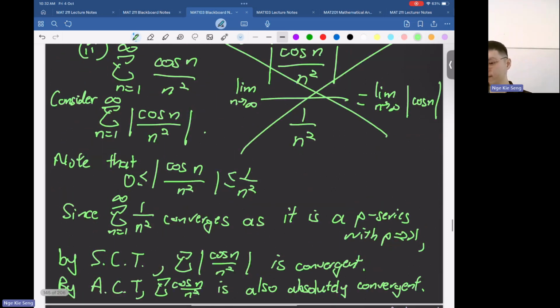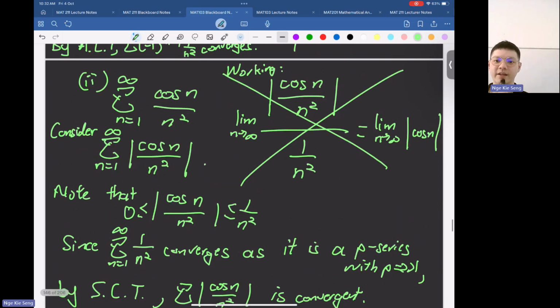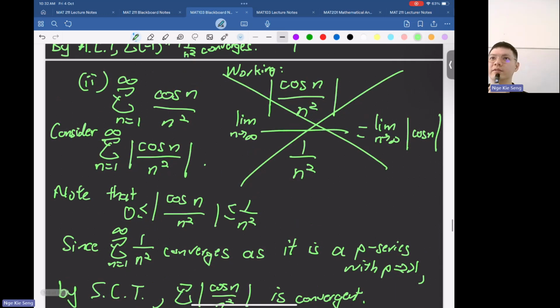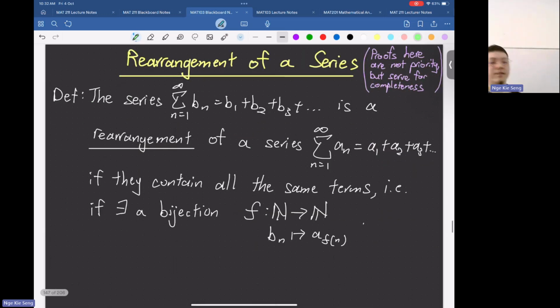Right. Yeah, so this is about absolute convergence. Any question about this absolute convergence? Okay, no. All right, so the other thing is about a rearrangement. This one I think we don't test, but let me just quickly give you this idea first.